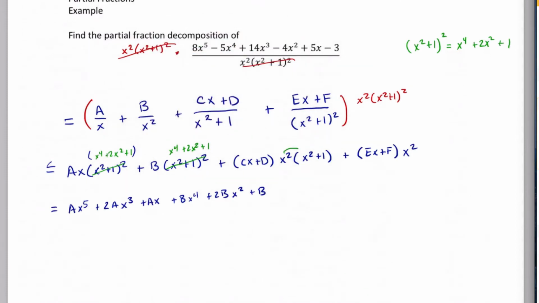This x squared I'm going to distribute into here, so that gives me x to the fourth plus x squared. And then now I can distribute that linear. I'm going to distribute the cx first, so plus cx to the fifth. Cx times x squared is cx cubed. Dx to the fourth. Dx squared. And then the last part, ex cubed plus fx squared.